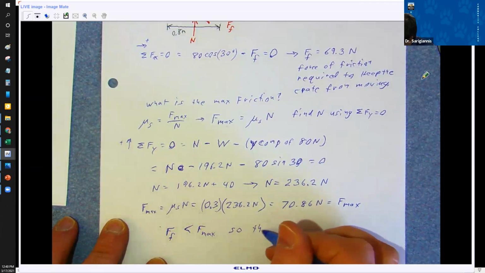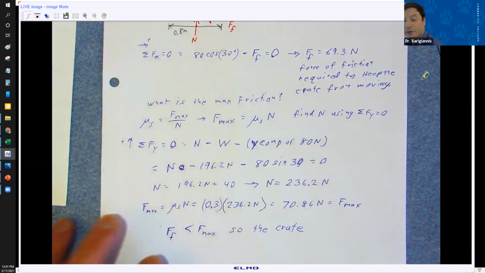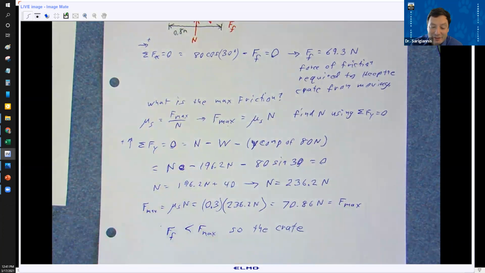So the crate, let me put a poll up. Do you think the crate will slip if the max force that we got here, 70.86, is greater than the force required to keep the crate from moving? Will the crate slip? So yes or no, will the crate slip?